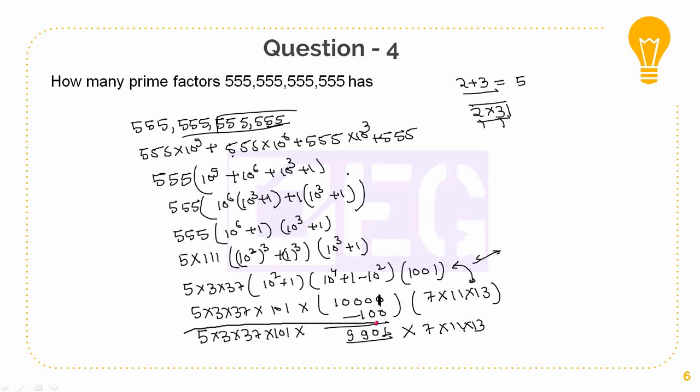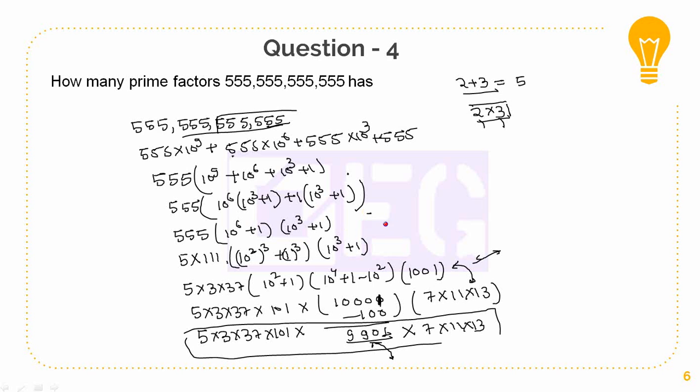Now here one part is a little difficult: whether this 9901 is a prime number or not. You should know that this 9901 value is a prime value. This is a prime number, 9901. We cannot break this 9901 further. So if you count how many prime factors it will contain, 8 prime factors. That will be 3, 5, 7, 11, 13, 37, 101 and 9901. These are the 8 prime factors this particular number will contain.